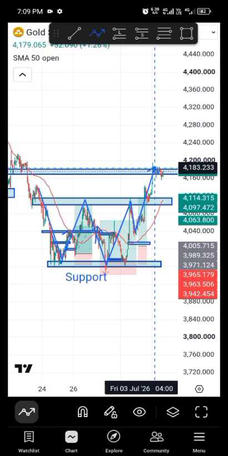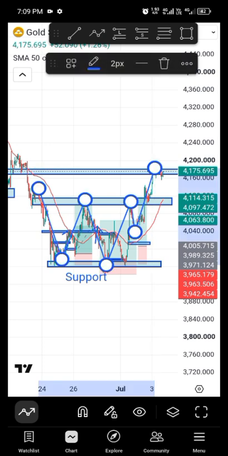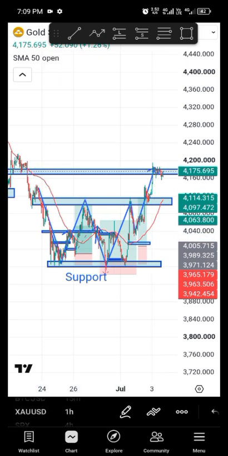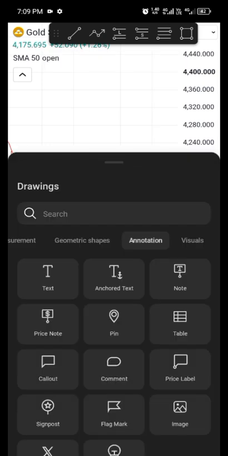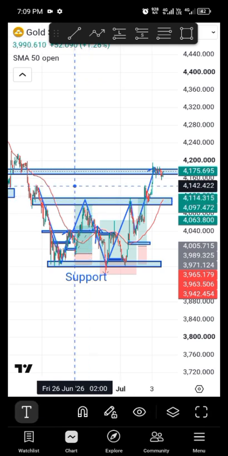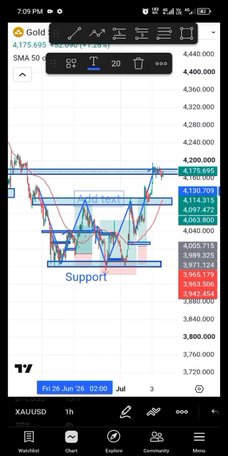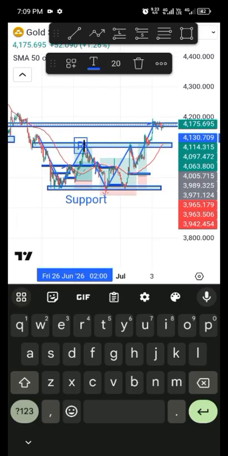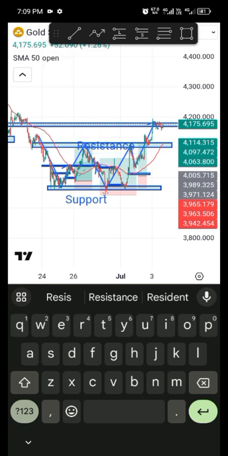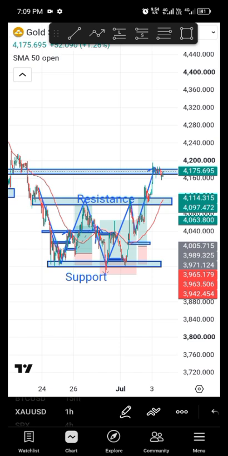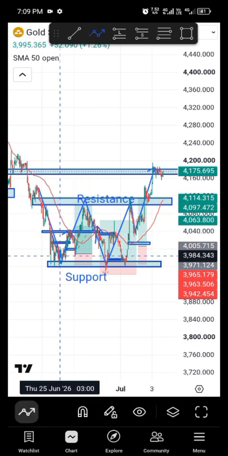So we'll be calling this place a resistance zone. So this is what is called a resistance. Yes, this is what is called a resistance. This zone I drew here is called a resistance.